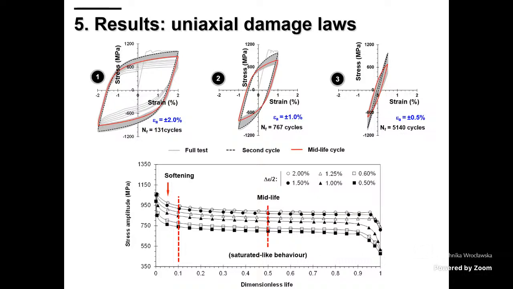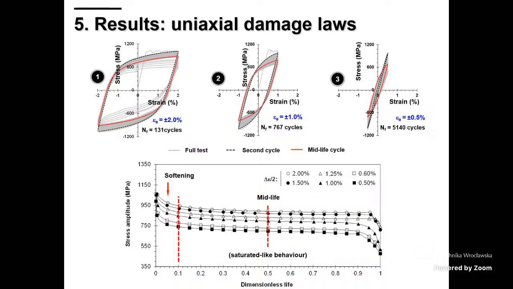In this case, once again, we can see a clear softening behavior. It is even more clear in this figure that represents the variation of stress amplitude over the number of cycles. In fact, we can see a typical softening behavior, then a saturated-like stage, and in the final stage, a rapid decrease in the stress amplitude.